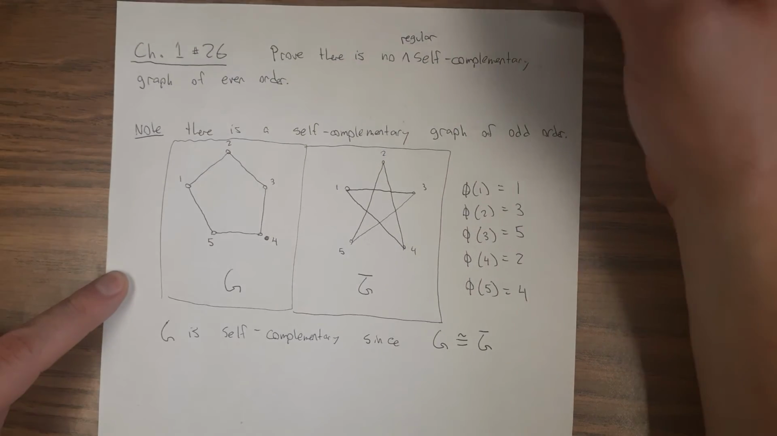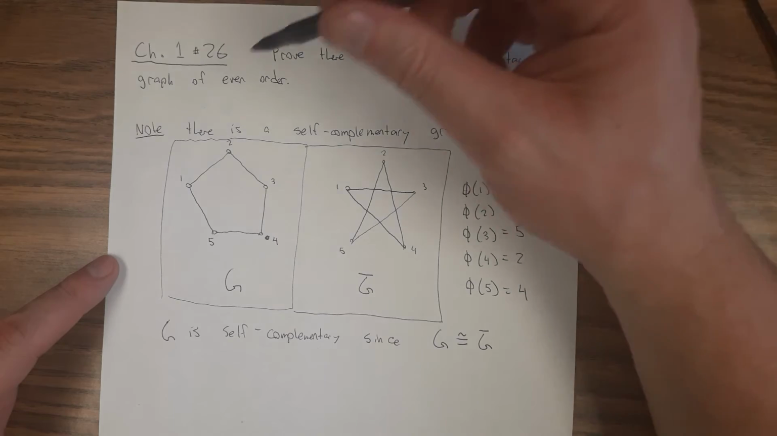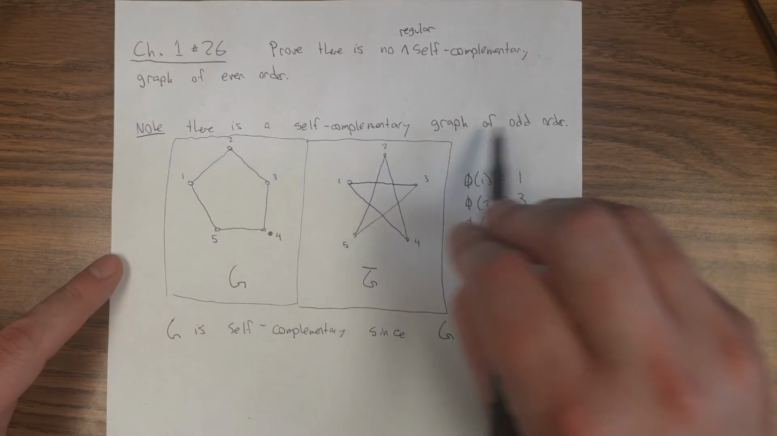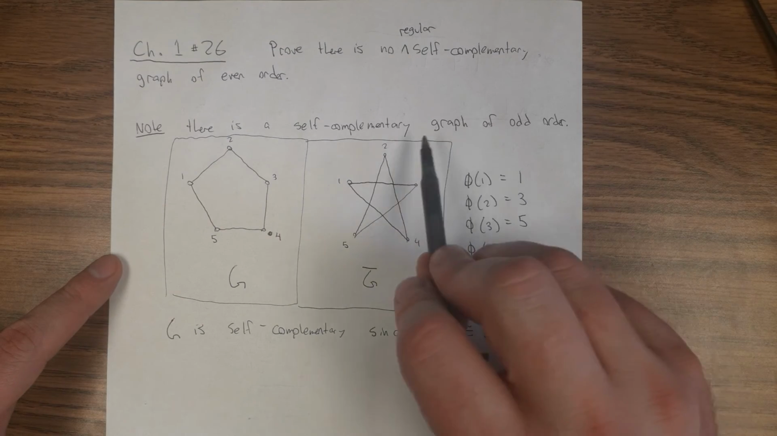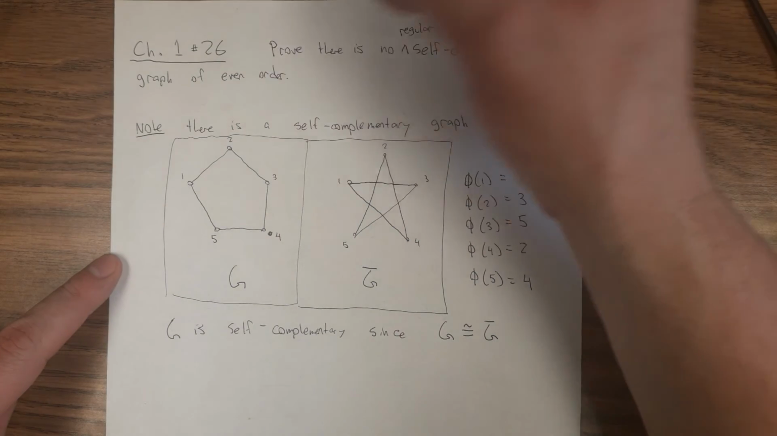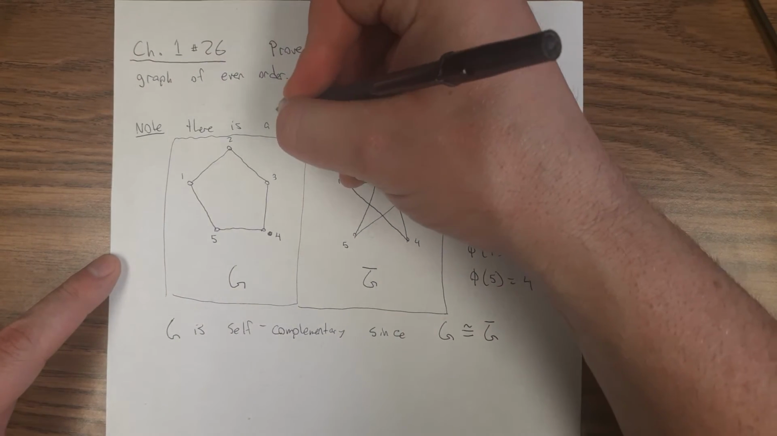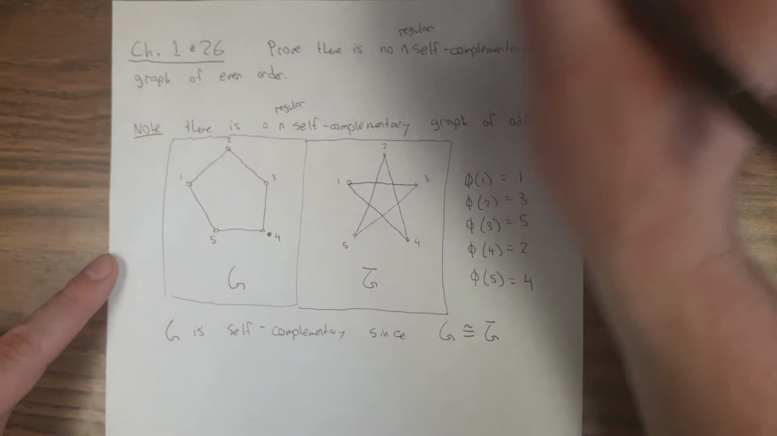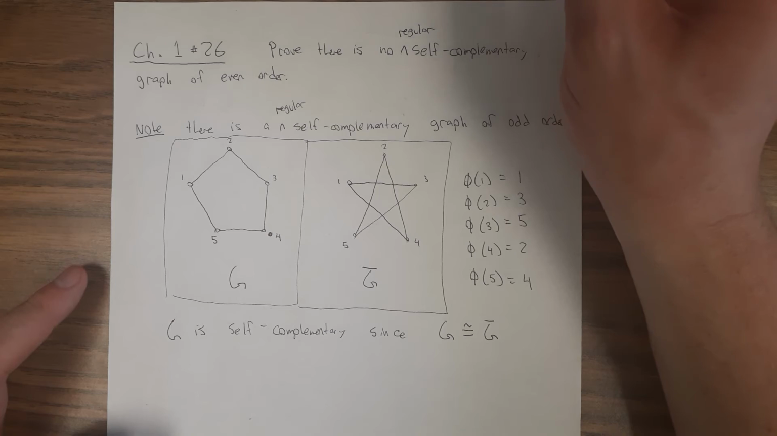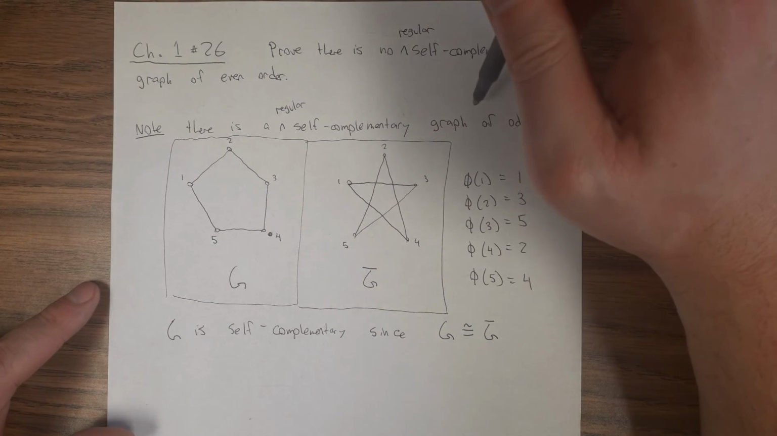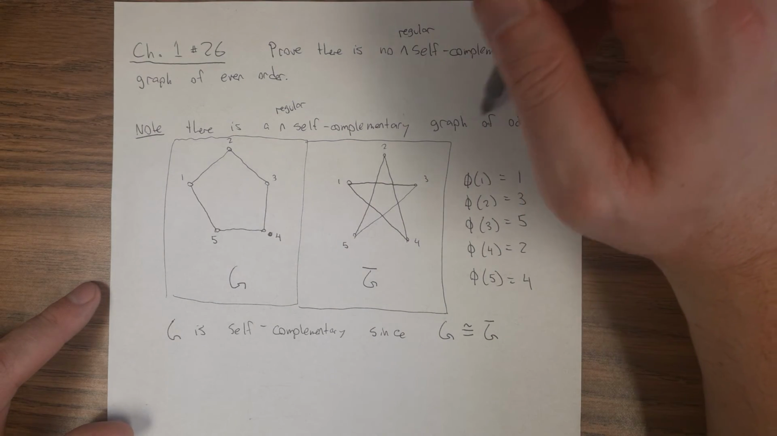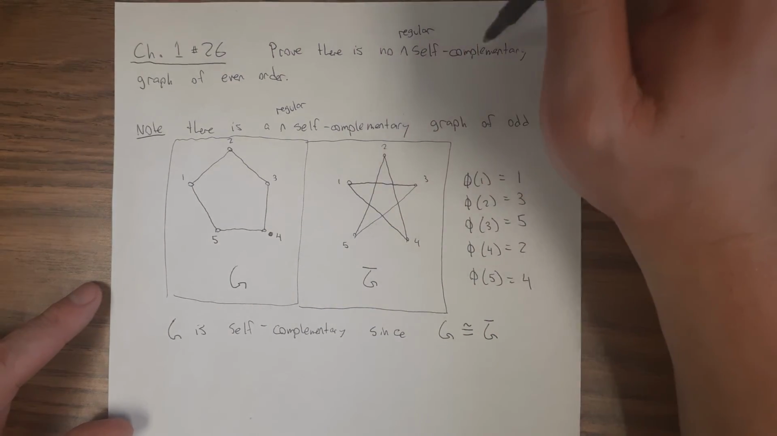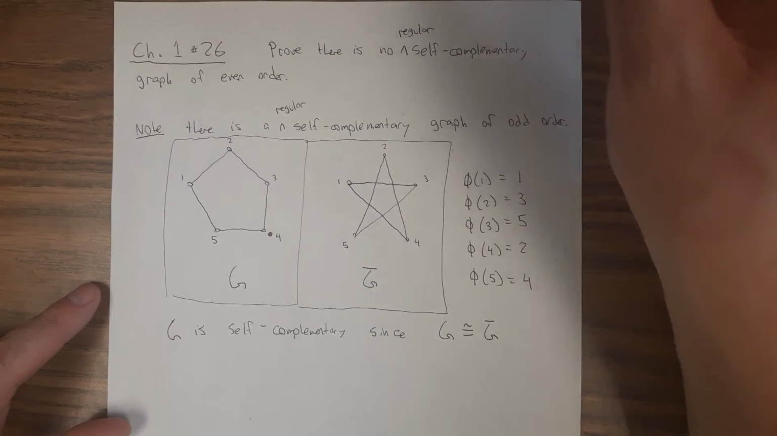This was supposed to say regular. There's no regular self-complementary graph of even order. And the one that we just talked about, of course, it had odd order, but it was regular. All right, this was 2 regular. Every vertex has degree 2. So we showed that there is a regular self-complementary graph of odd order, and now we're going to show that there is not a regular self-complementary graph of even order.